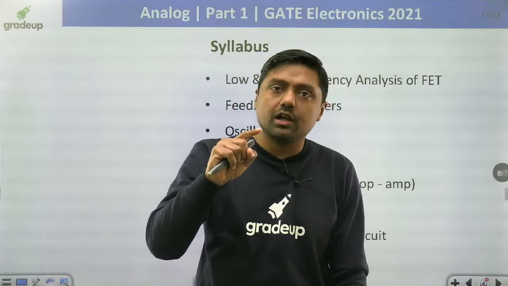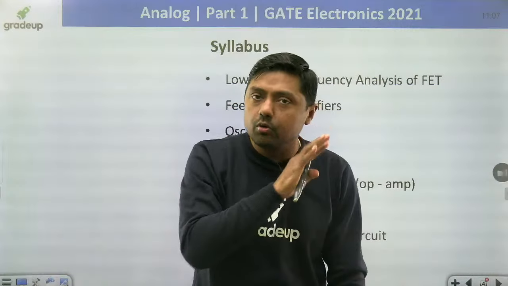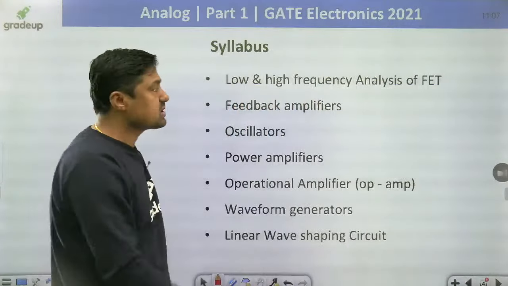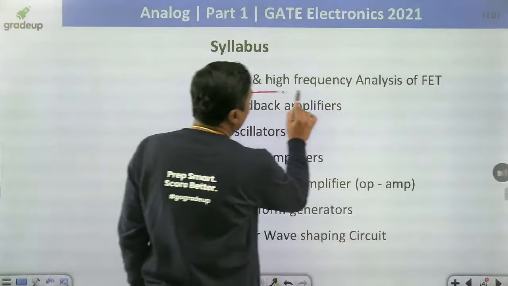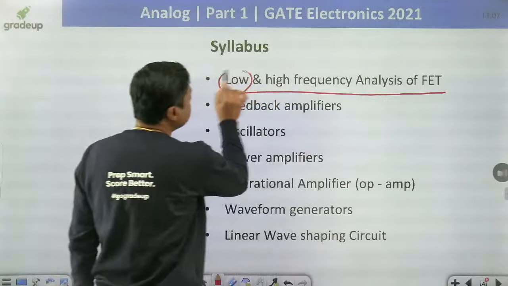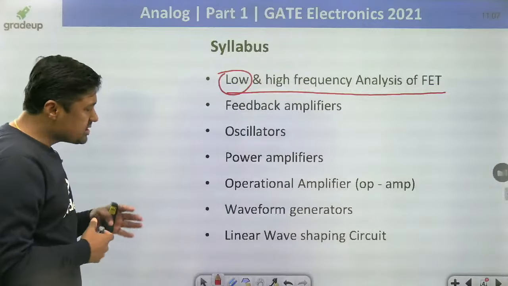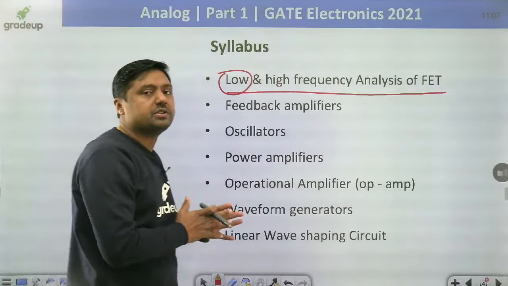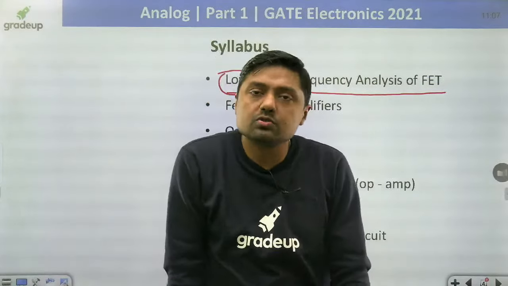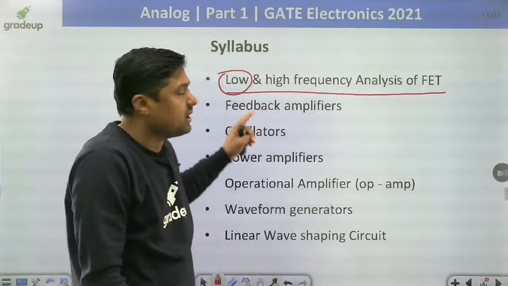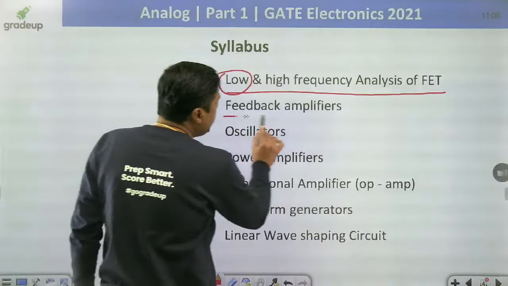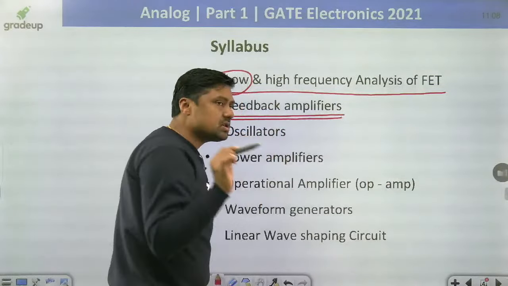8 lectures are going to be on analog. All the important numericals will be discussed. So, low and high frequency analysis of FET. Now this is important because these days MOSFET is more important than BJT. We can get questions on small signal model, large signal, DC analysis, AC analysis.